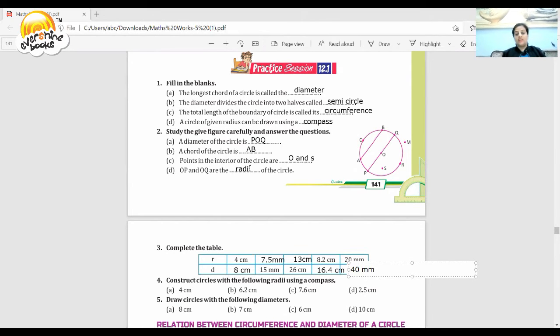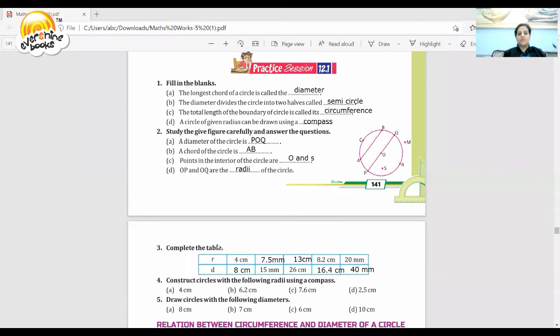A point in the interior of the circle. The interior points of the circle are S and O. O is the main point, and OP and OQ are the radii of the circle. This is PO and OQ, the radii of the circle. This is like that only.